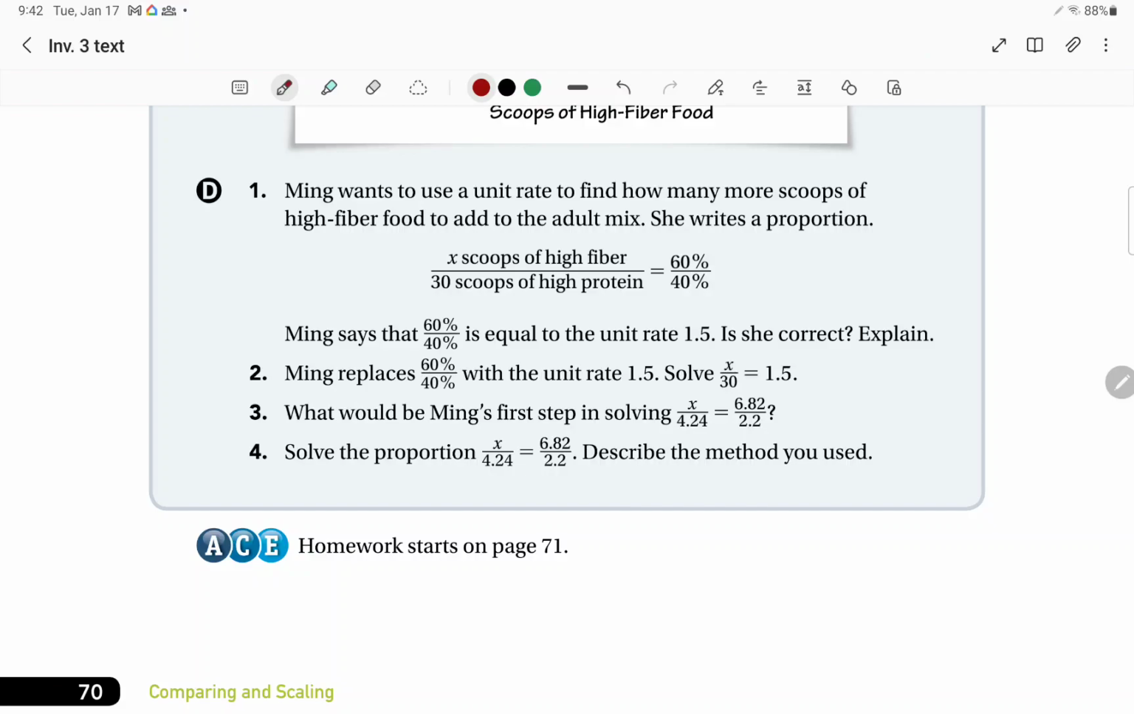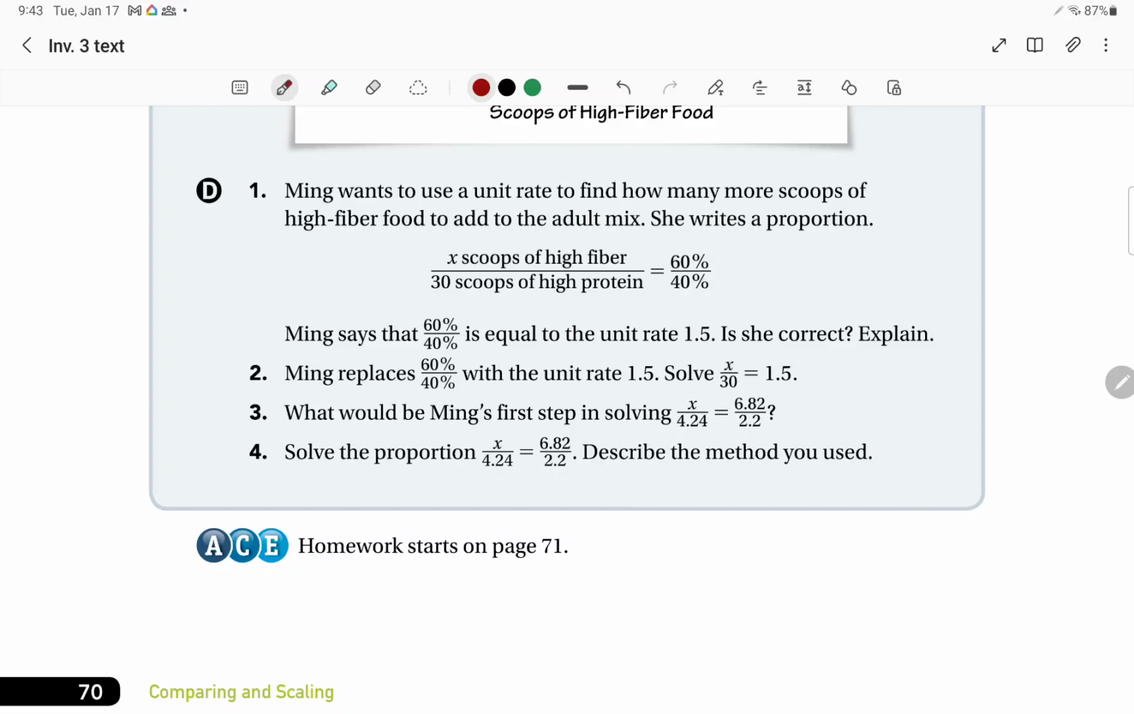Okay, on D, number 1, it says Ming wants to use a unit rate to find out how many more scoops of high fiber food to add, and she writes this proportion. She also says that 60% to 40% is equal to the rate of 1.5. Is she correct? Explain. So go ahead and answer D 1, 2, 3, and 4, working with the percentages. We've been doing proportions this whole time, so this shouldn't be too bad for you, but try to answer these on your own and then come back to the video to see how you did.